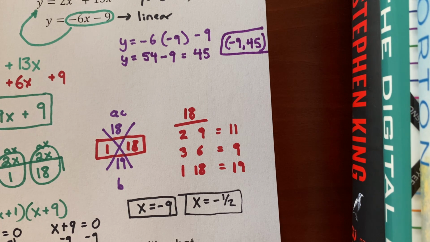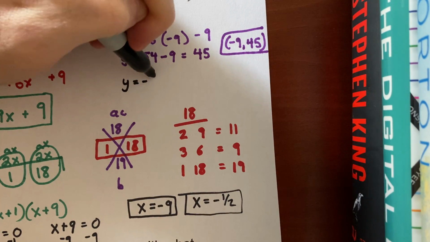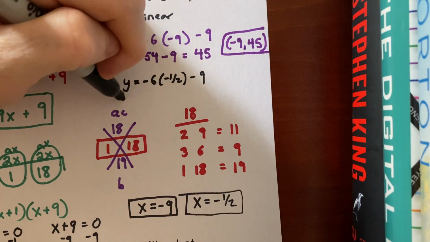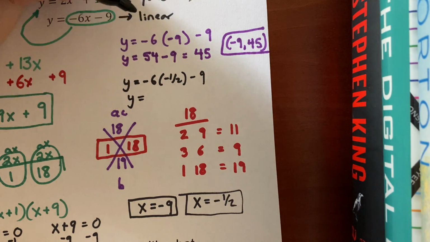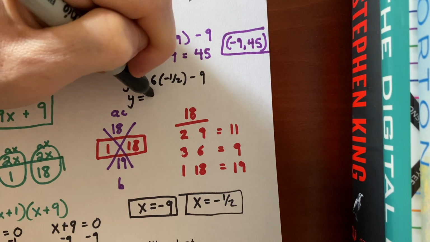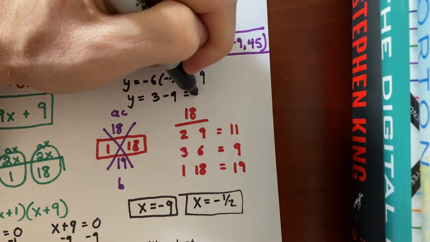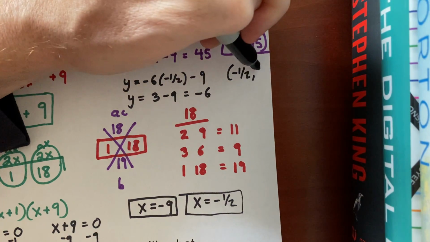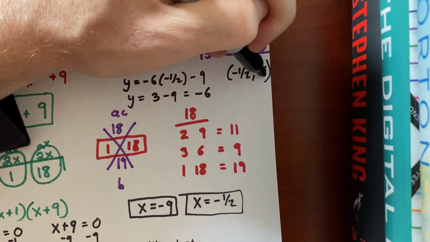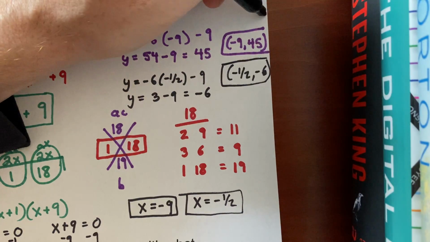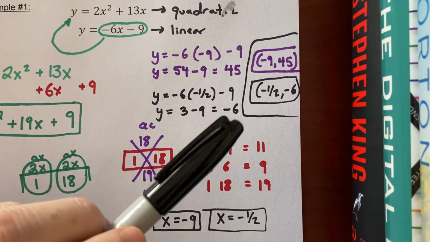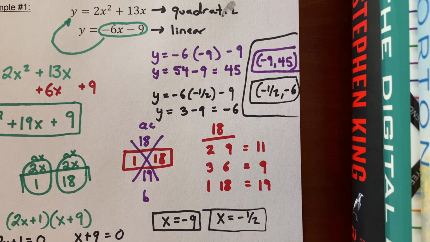And then for my second solution, I'm going to use a different color marker. I get y equals negative 6, and I'm now plugging in a negative 1/2. You can use a calculator if you need to on this. A negative 6 times a negative 1/2 is a positive 3. 3 minus 9 is a negative 6. So my other solution is a negative 1/2, comma, negative 6. That's a 6. And then this is my answer. If I were to graph both this quadratic and this linear function, these are the 2 points in which they would be intersecting.